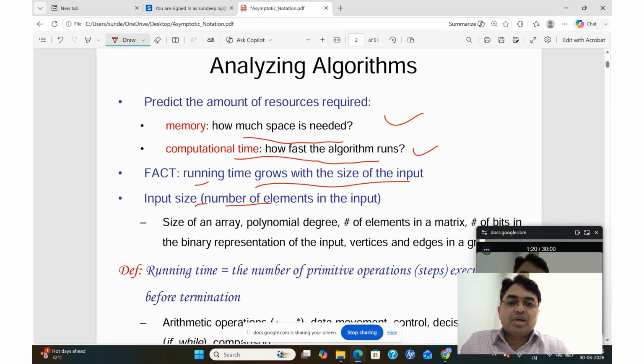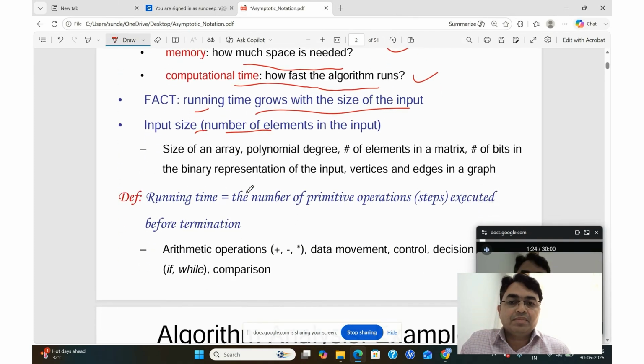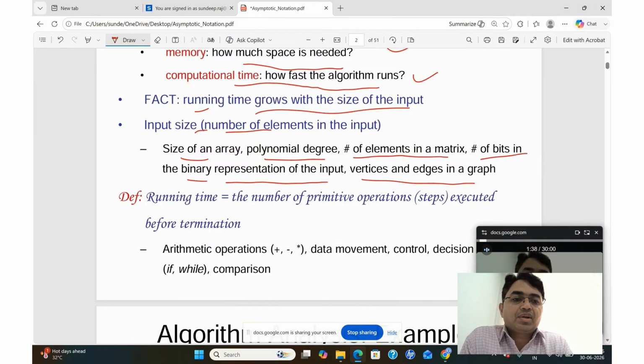Input size: what is the input size in the case of an algorithm? The size of an array will be the input, the polynomial degree or the number of elements in a matrix, the number of bits in the binary representation of the input, and vertices and edges in a particular graph. So these all come under the input size for analysis of a particular algorithm.